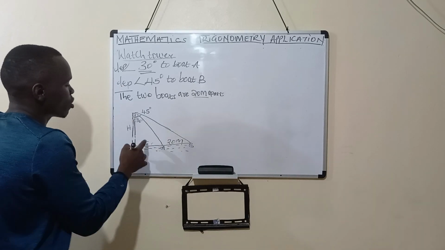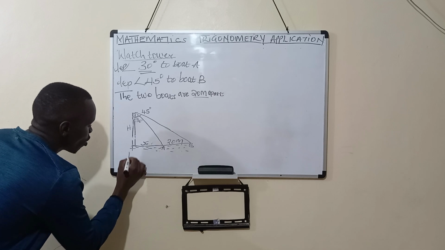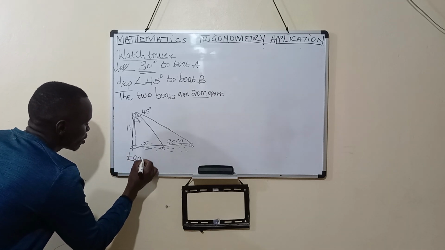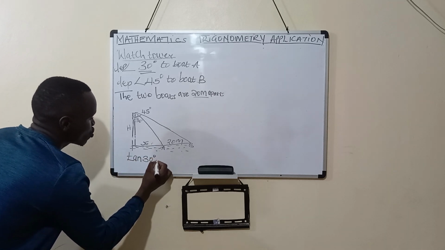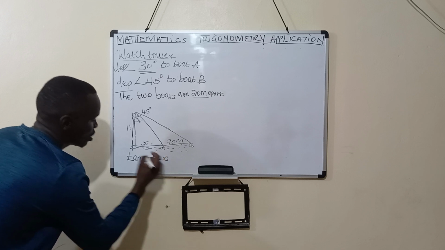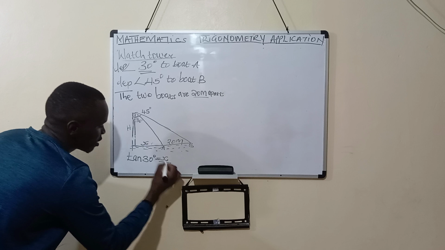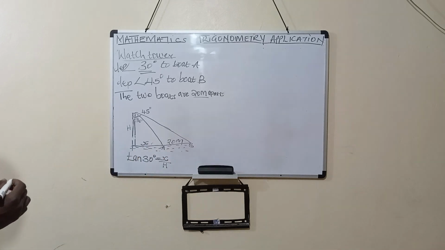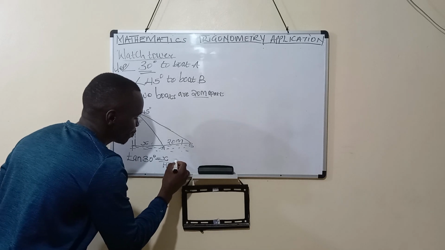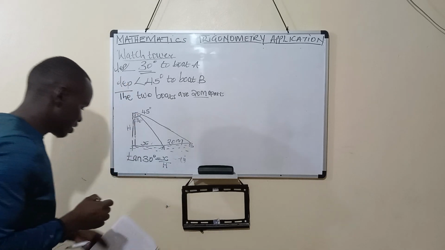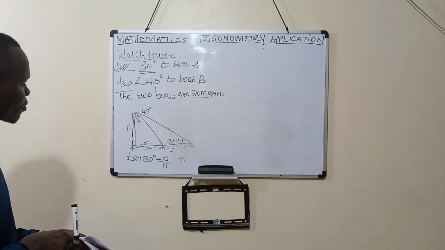So to get the height here, we can talk of tan 30 degrees should be equal to opposite, which is X, over adjacent, X over H, which represents adjacent. This is the first ratio, or the first equation.